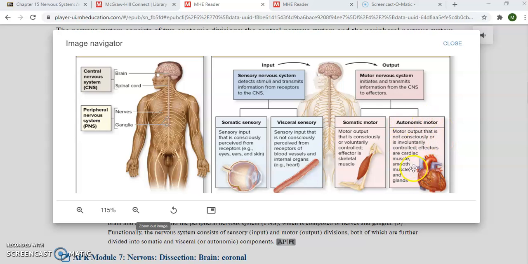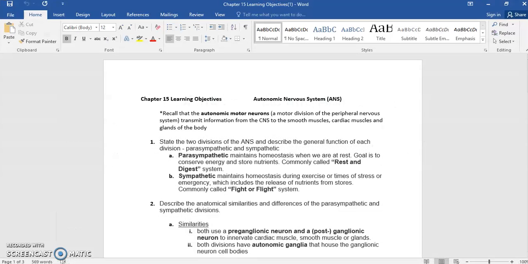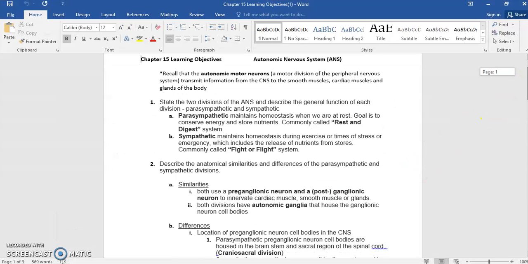But this chapter is going to focus on the autonomic motor neurons, those motor neurons that are also taking the signal out from the CNS to the peripheral organs, but this signal is going to go to cardiac muscle, smooth muscles, and glands. So that's what chapter 15 is about: the autonomic motor neurons and how that system is organized, so what its anatomy is, and then what its function is as well. I'm going to head back to our objectives.